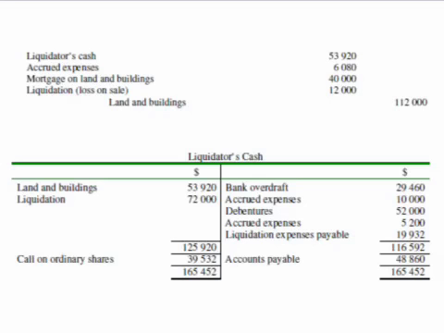Now you see there the entry in the solution to record the realization of the land and buildings and the settlement of the mortgage. If it makes more sense, you can maybe also split out this journal entry. So first of all, you'll record the transfer of the land and buildings to the liquidation account.